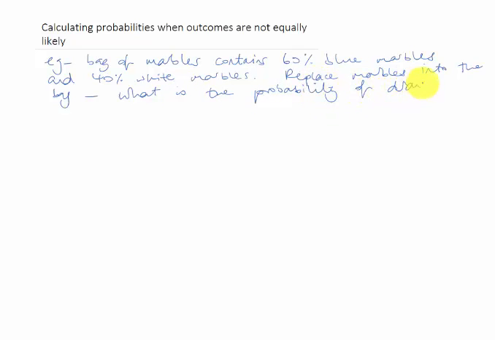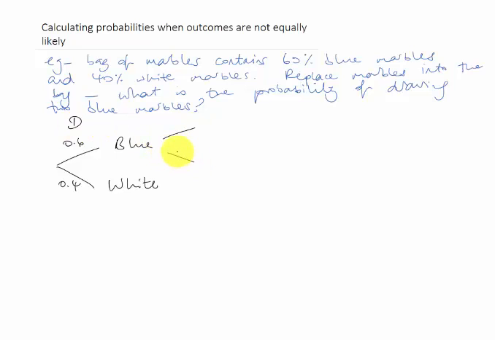What is the probability of drawing 2 blue marbles? Alright, so let's do our little tree first of all. So we could draw a blue marble or a white marble, and 60% of the time, so 0.6, we'll get a blue one, and 40%, 0.4, we'll get a white one. So that's our first draw.